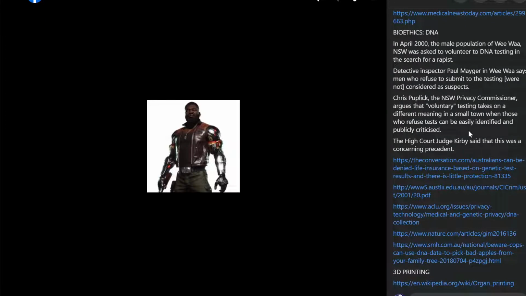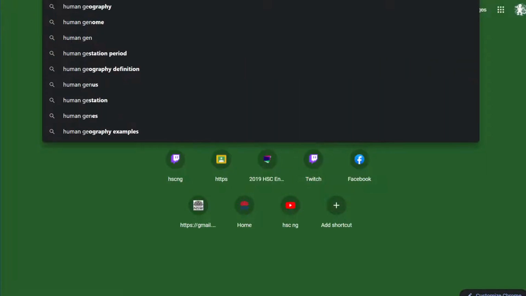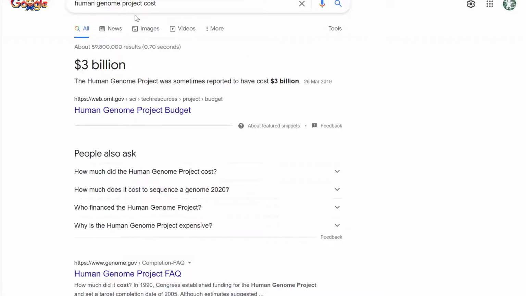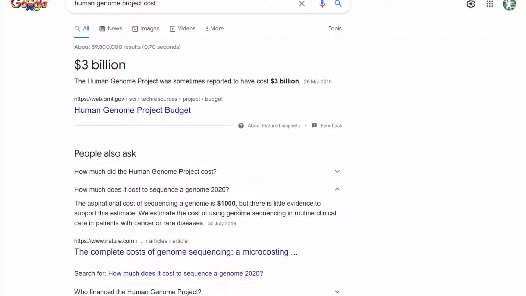Okay, another area: bioethics of DNA. DNA testing, which, again, may be getting outside the area of biomedical innovations, but being able to do large-scale DNA testing is a very new thing. Twenty years ago, it was something called the Human Genome Project, and it cost $3 billion and took a long time to sequence a genome. These days, we can sequence a genome for about $1,000.